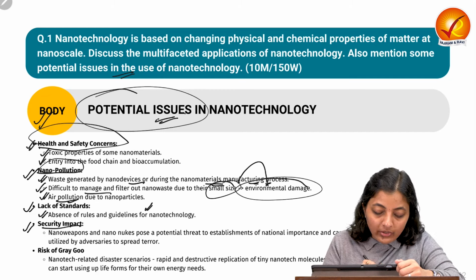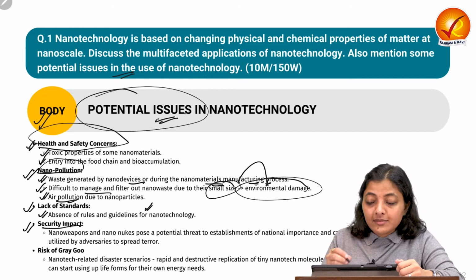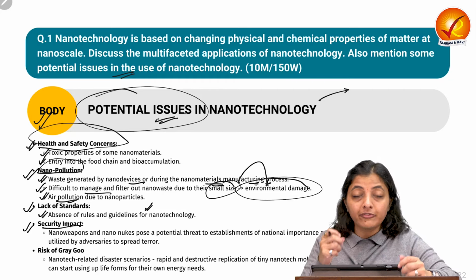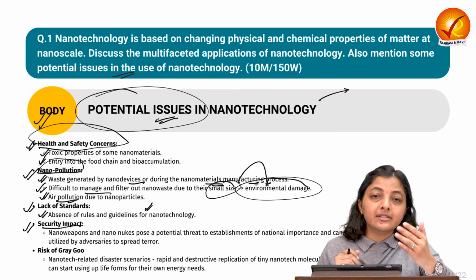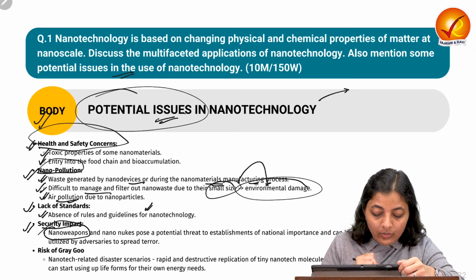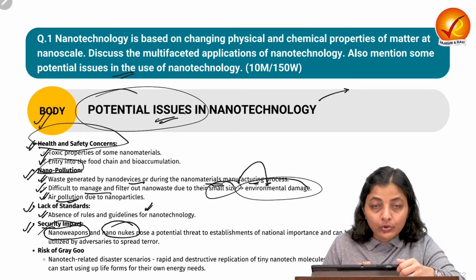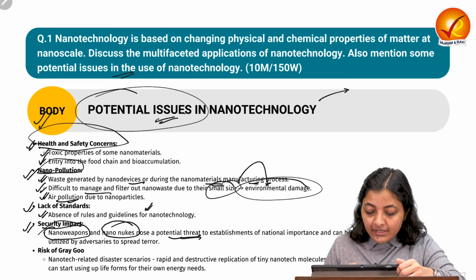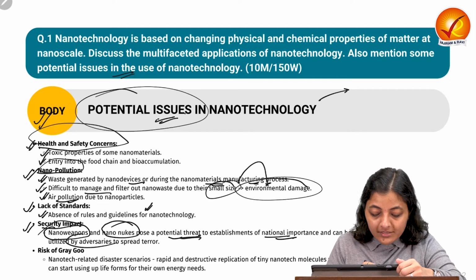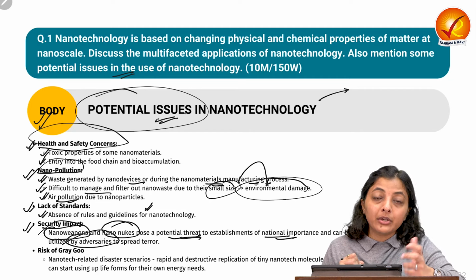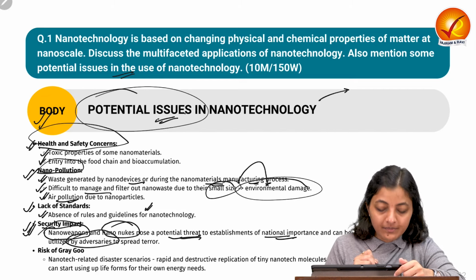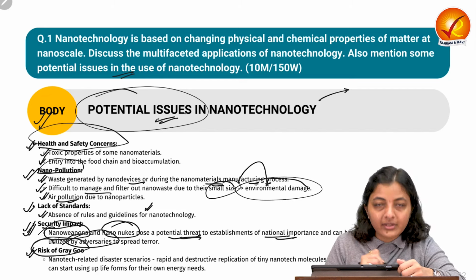Next is about the security impact. Because we are aware that this nanotechnology can be used for increasing the characteristics, the properties, the reactivity at the nanoscale, maybe it can be used for nano weapons and nano nukes. This poses a serious threat to establishments of national importance and can be utilized by adversaries to spread terror, because there are security issues associated with this nanotechnology.